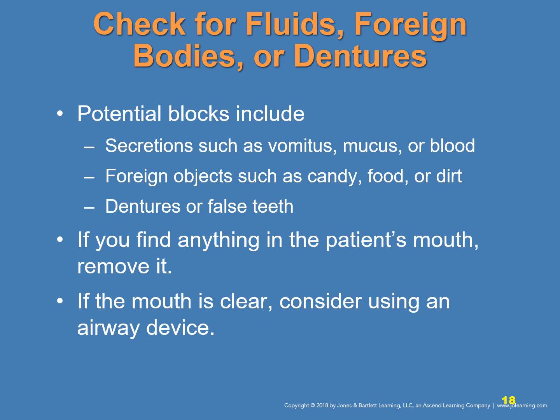Check for fluids, foreign bodies, or dentures. After you have opened the patient's airway, look into the patient's mouth to see if anything is blocking the airway. Potential blocks include secretions such as vomitus, mucus, or blood, foreign objects such as candy, food, or dirt, dentures, or false teeth. If you find anything in the patient's mouth, remove it. If the patient's mouth is clear, consider using one of the devices described in the section on airway devices.